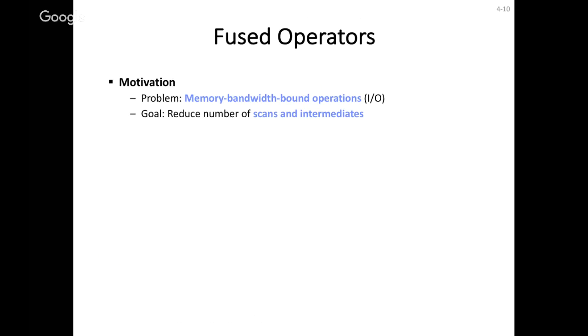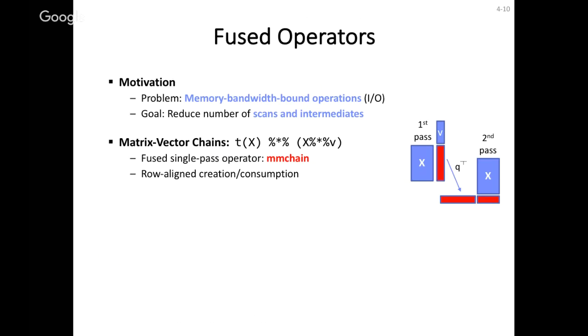Now, there are certain circumstances where just looking over the patterns would force us to do multiple passes over our matrix or materialize dense intermediates. Now, the goal of those fused operators is to essentially reduce either the number of scans or the number of intermediates. One example for that is the so-called matrix vector multiplication chain. This was the core of the inner loop of the conjugate gradient that I've shown you before.